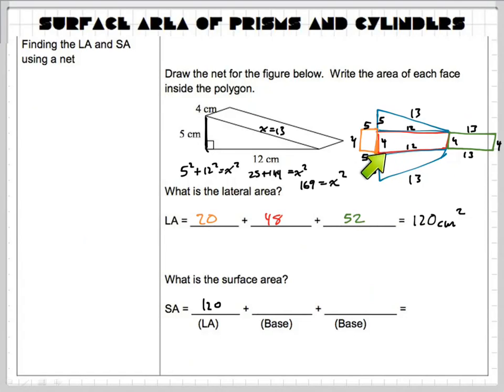Now, if I want to find the area of a triangle, you got to take one half the base multiplied by the height. Let me write this one out though. It's blue. 1/2 base, which is 12, times height, which is 5. So it would be 6 times 5, which is 30. So I put a 30 right here and a 30 right here, and my total surface area is 120 plus 30 and 30. That's 180 centimeters squared.